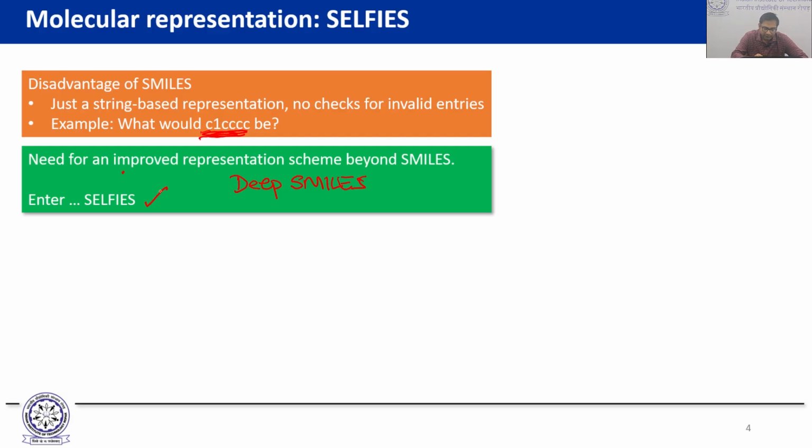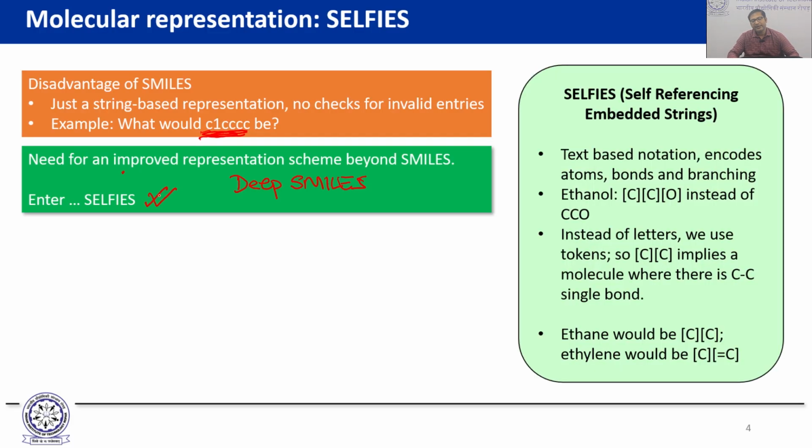And so that's why we move on to the next system, which is known as SELFIES. So SELFIES, like SMILES, is also an acronym. It stands for self-referencing embedded strings. And SELFIES is also a text-based notation, but it can now start encoding the bonds, it can now start encoding the branching. And this is the major advantage. And instead of using just the letters, we use something like a token in case of the SELFIES system. So here, ethanol is encoded using 3 different tokens.